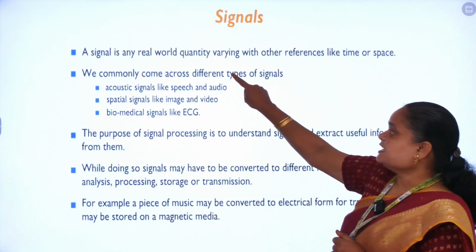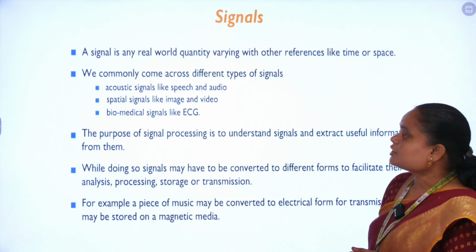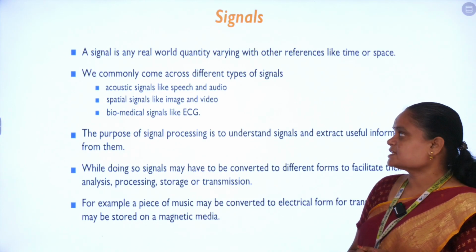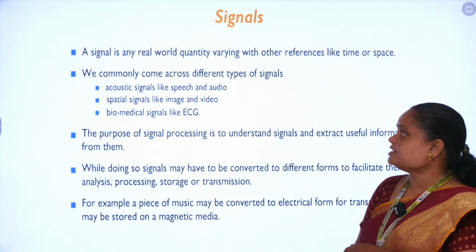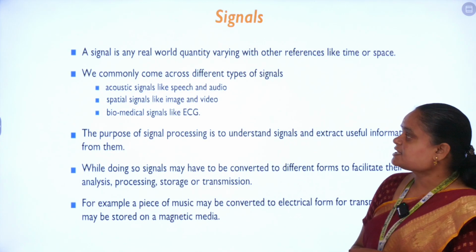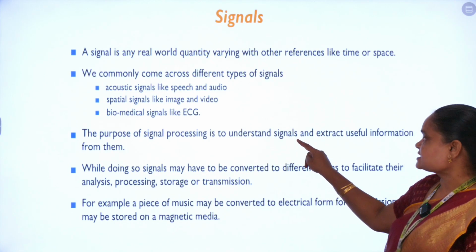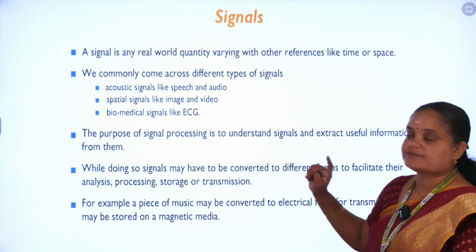Then what is called a signal? A signal is any real-world quantity varying with other references like time or space. We commonly come across different types of signals: acoustic signals like speech and audio, spatial signals like image and video, biomedical signals like ECG. The purpose of signal processing is to understand signals and extract useful information from them.